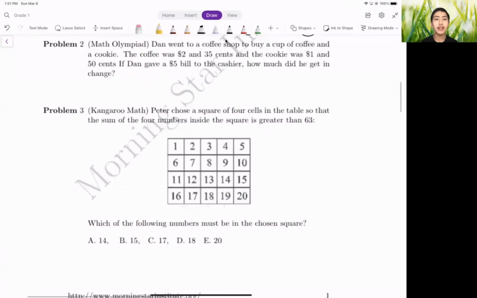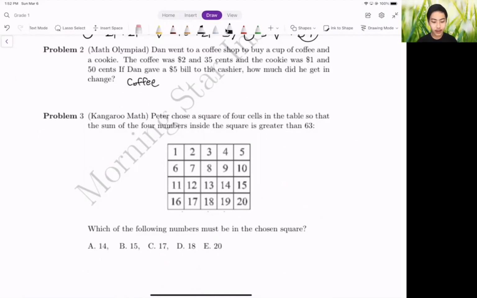Problem 2. Dan went to a coffee shop to buy a cup of coffee and a cookie. The coffee was $2.35 and the cookie was $1.50. If Dan gave a $5 bill to the cashier, how much did he get in change? The coffee is $2.35, while the cookie is $1.50.